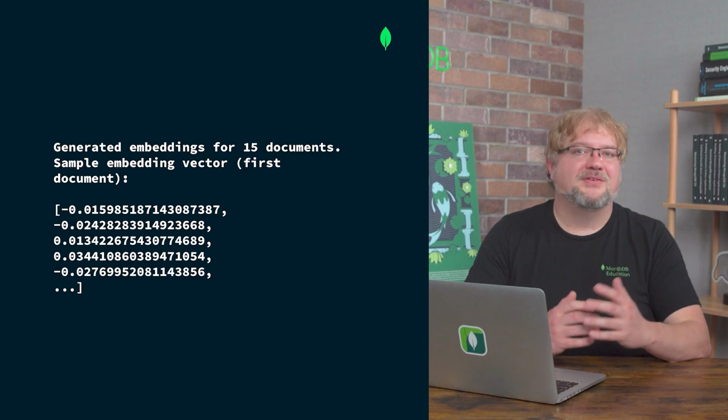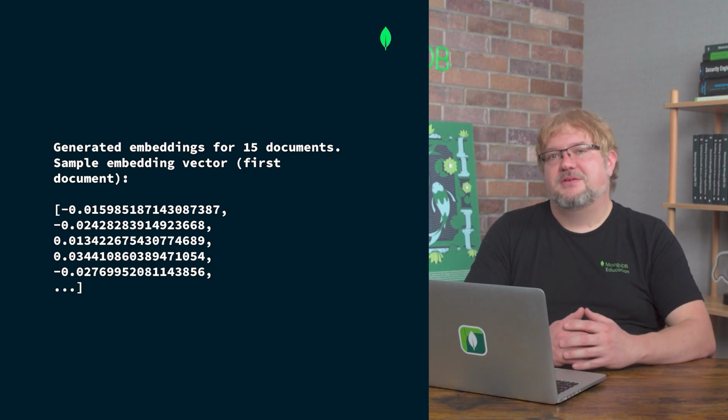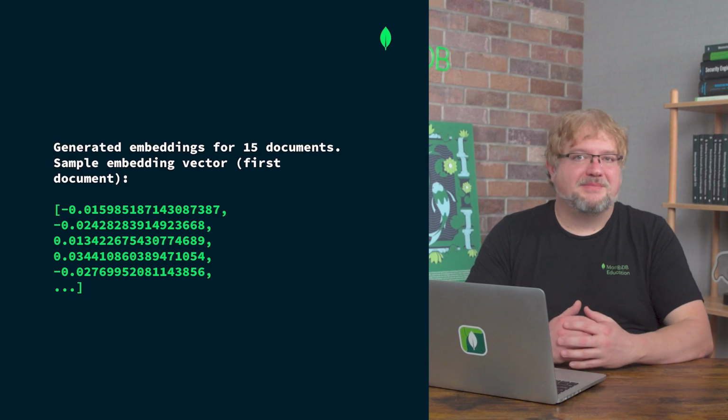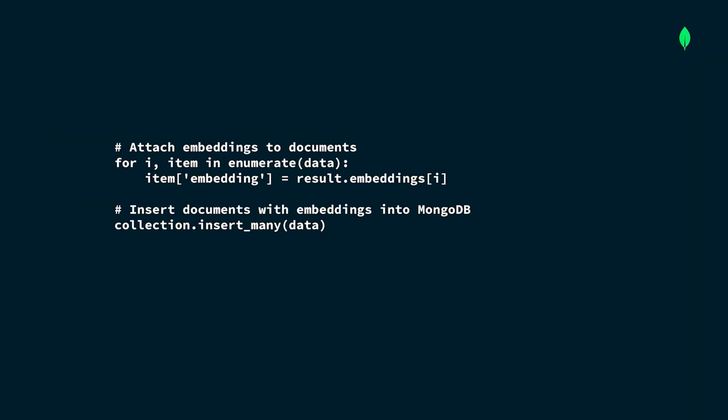Each document now has a vector representation. Notice how the embedding is an array of floating point numbers. This is the high-dimensional vector. Now let's attach these embeddings to our documents and insert them into MongoDB. We loop through our data, add the corresponding embedding vector to each document, then insert the whole batch.